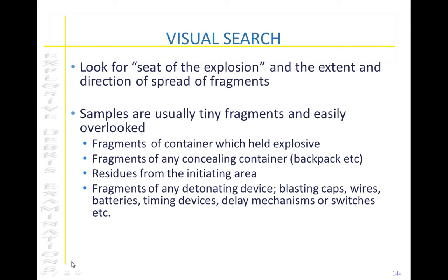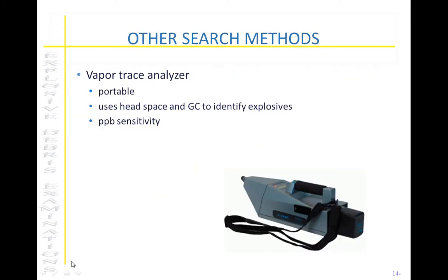So keep in mind we want to look for a lot of the various residues and also various fragments that can give you information about the containers, the concealing containers, and also any detonating devices that might have been a portion of that bomb. In addition to a good visual search, sometimes a vapor trace analyzer is used. This is a portable unit that uses headspace combined with a gas chromatograph to help identify explosive compounds.